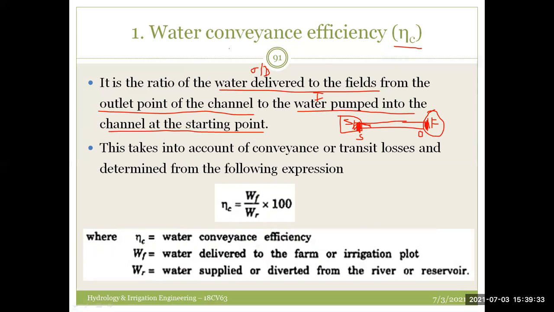Here, this water conveyance efficiency considers the conveyance or transit losses, because the water is carried through the channel, and obviously when it passes through the channel, there will be conveyance losses. So this efficiency takes into account the conveyance losses, and you have an expression to determine it: eta C is equal to WF divided by WR into 100, where eta C is the water conveyance efficiency, WF is the water delivered to the field or irrigation plot, and WR is the water supplied or diverted from the river, that is at the starting point. So water delivered to the field to the water supplied to the channel, WF and WR. That is the water conveyance efficiency.